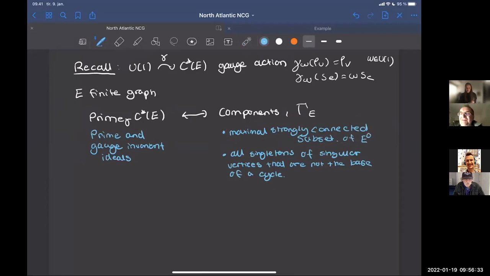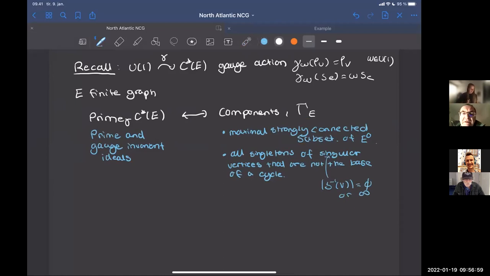Yeah, that's exactly what I said. Precisely. And then it also consists of all singletons of these singular vertices, singular meaning that the source inverse of v is either empty or infinite, which are not the base of a cycle. So in our case, we don't have any of these singular vertices.